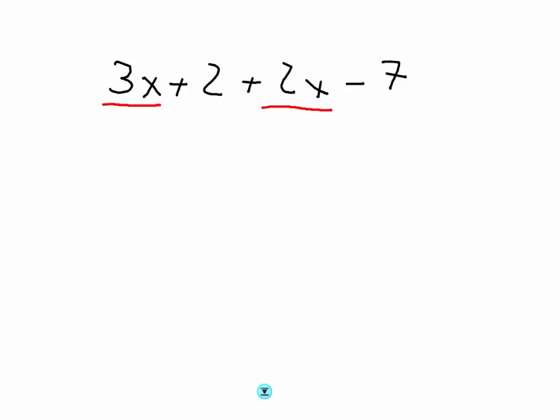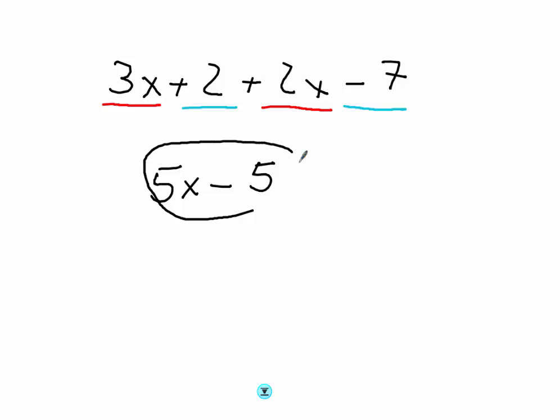Then let's go to our next term that's different. We have a positive 2, and I'm going to underline that in baby blue. Let's find every other term that has no variable, it's just a number, aka a constant, which here is a -7. Now everything with red, let's combine it. So 3x plus 2x gives us 5x. Everything baby blue, let's do that. A 2 and a -7 gives us -5. And that's how we combine those terms.